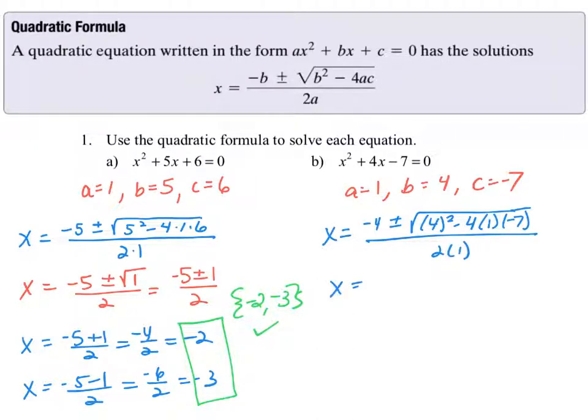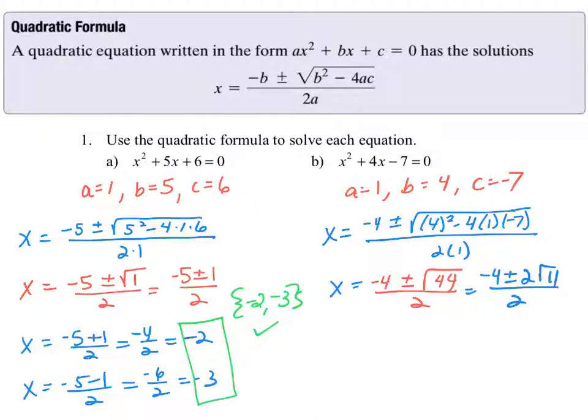I like to simplify everything that's under the radical first, and that will give me negative 4 plus or minus the square root of 44 all over 2. But this can be simplified. The square root of 44 is the same thing as the square root of 4 times the square root of 11, and we know the square root of 4 is 2. So this is written as negative 4 plus or minus 2 square root of 11 all over 2.